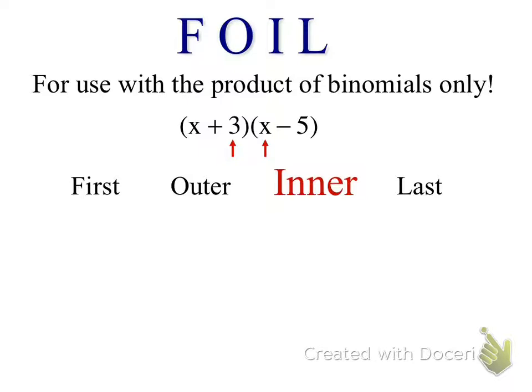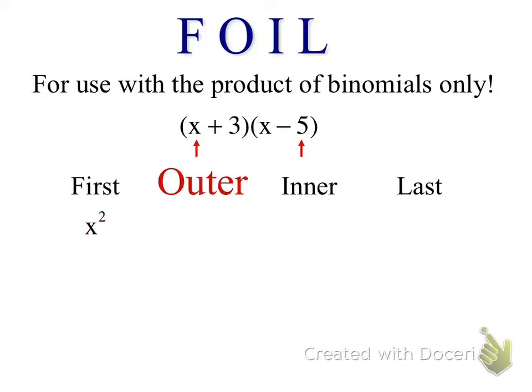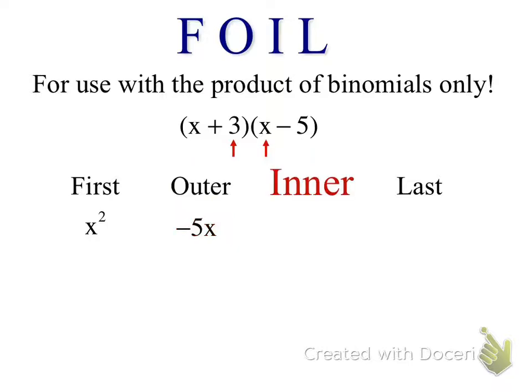So when we're doing this, we multiply our two first terms. x times x is, everybody? x squared. My outer terms. My inner terms. And my last terms.